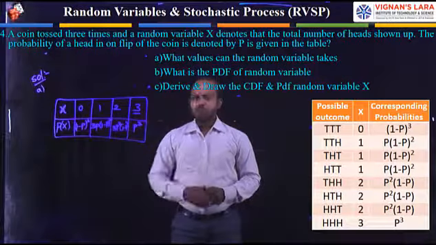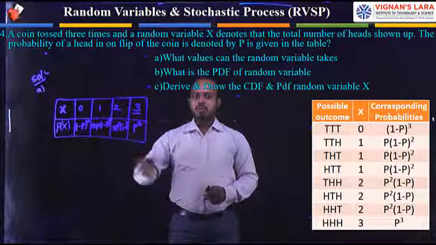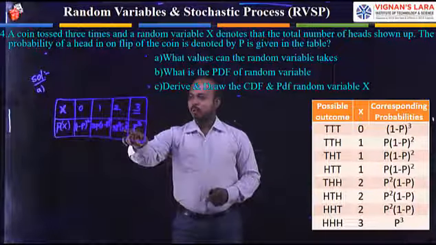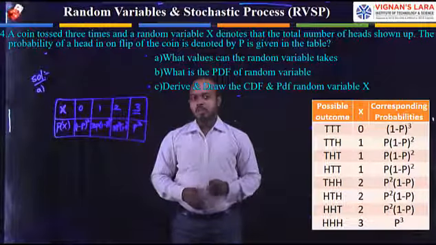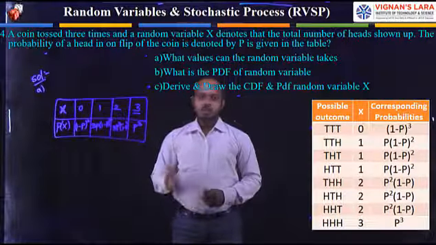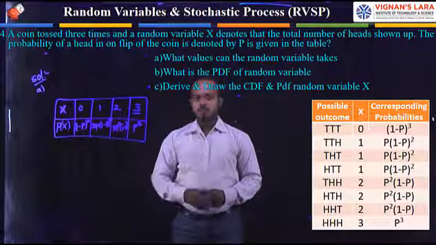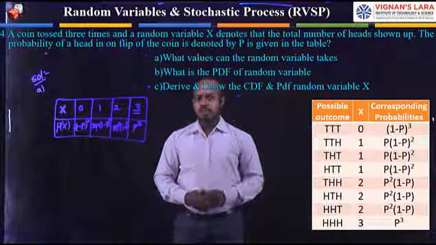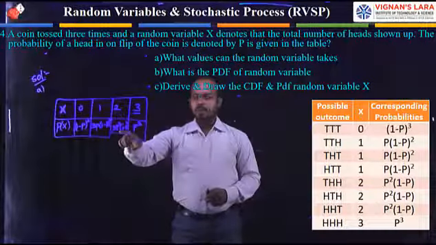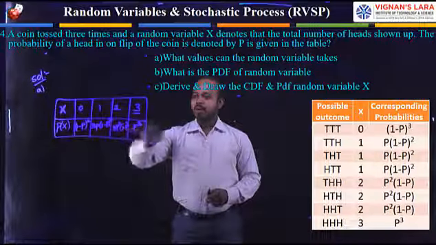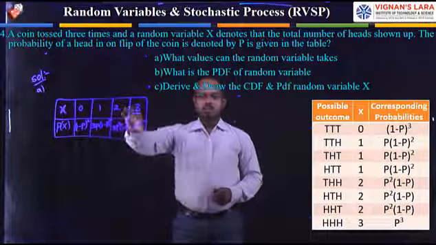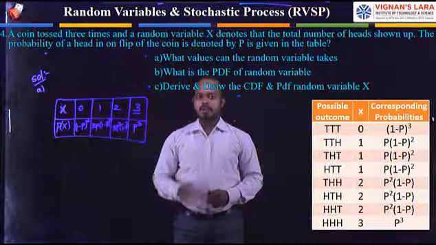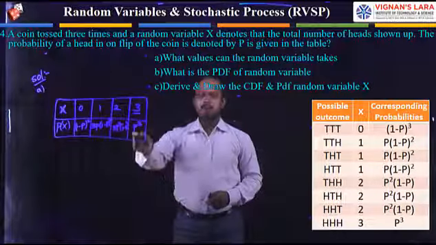Coming to the second one. In the second one, the 2 heads representation is p square into 1 minus p. In the given data, we have 3 such terms, which means the 2 heads appearance is 3 times. That's why I'm making the summation of these 3 elements and writing 3 into p square into 1 minus p. Coming to the third one, it is only the 3 heads appearance. The 3 heads appearance probability is p cube.